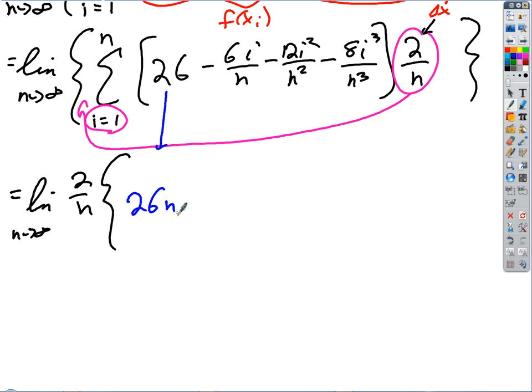Good. Now what about the second one here? On the second one, I've got minus six over n times the sum of i. Do you remember what the sum of i was?